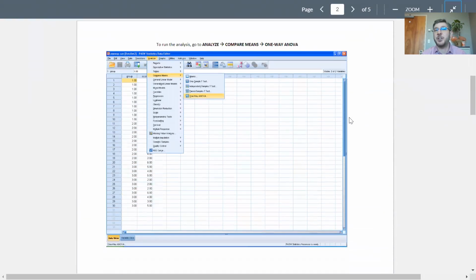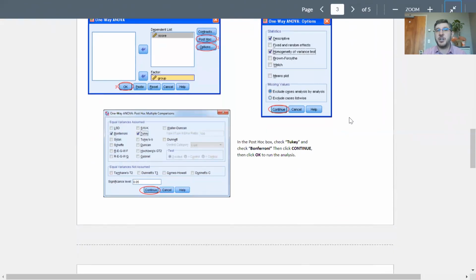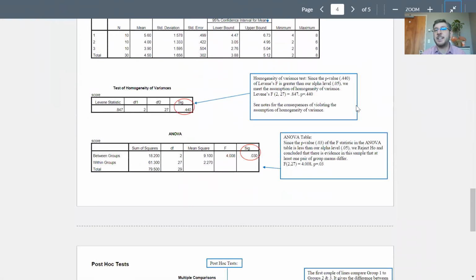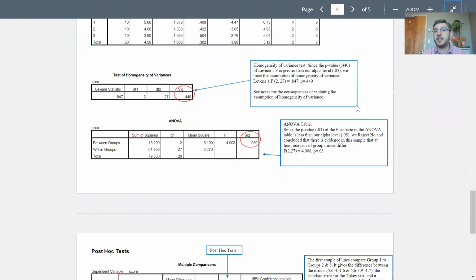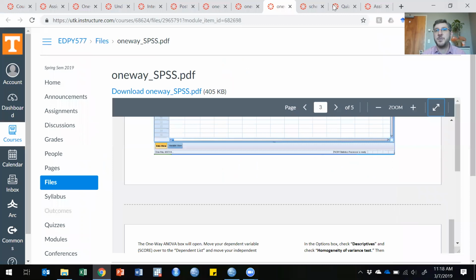Then you go to Analyze, Compare Means, One-Way ANOVA. I show you everything you can check here. If you don't meet the assumption of homogeneity of variance, you can check this little box that says Welch, and it'll give you the Welch correction. And then there's how you interpret the output from an ANOVA.